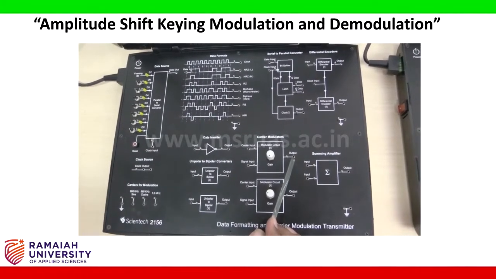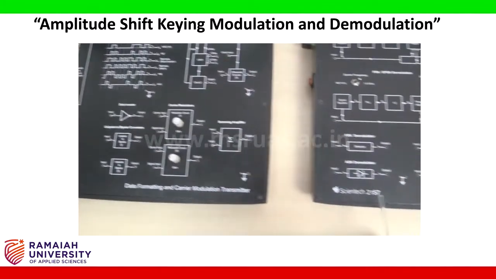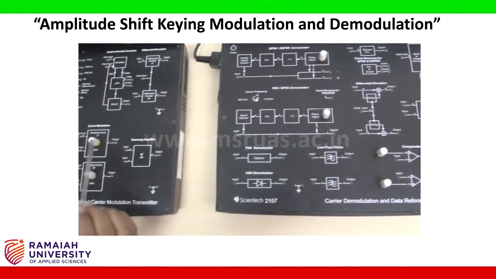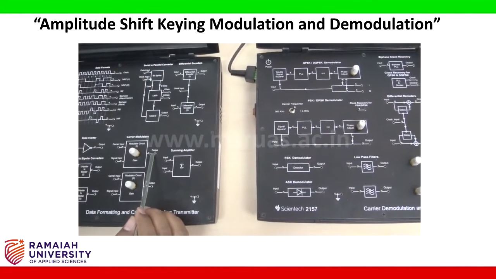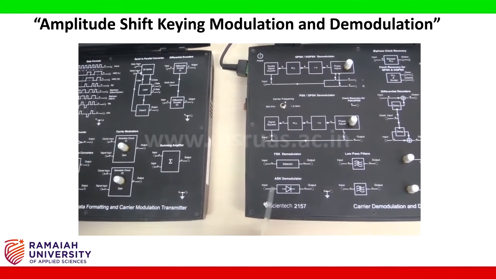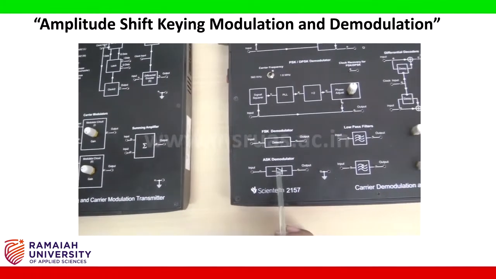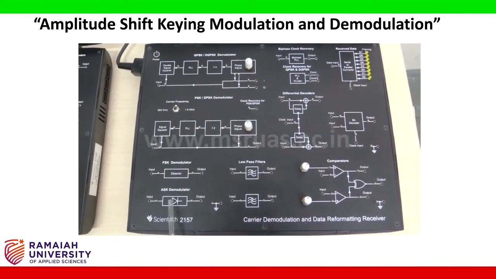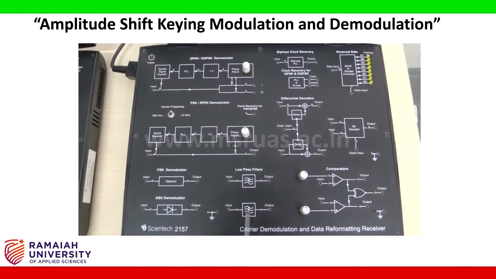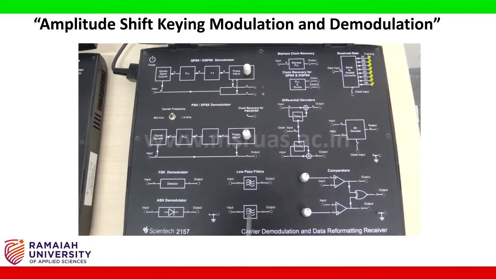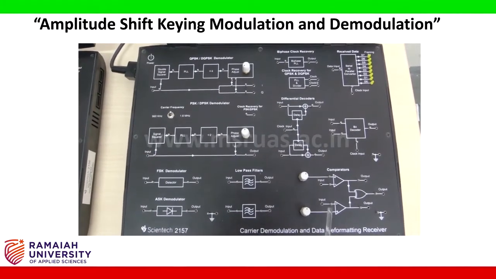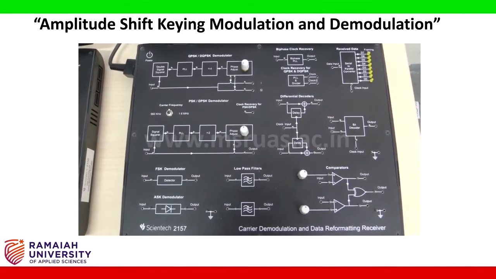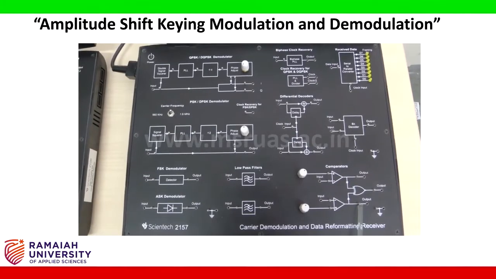And the demodulation scheme will be in the Syntec 2157 board. Here in the ASK demodulator, the output of the carrier modulator will be fed into the input of the ASK demodulator. Here it acts like a half wave rectifier, and the half wave rectifier output will be fed into the low pass filter, and then the low pass filter output will be fed into the comparator. Comparator output will be the same as the data inputted from the line coding scheme.